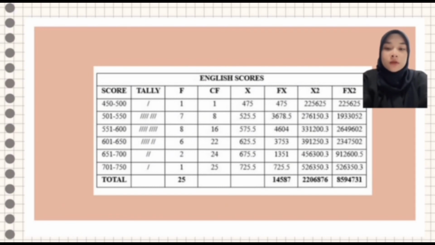And the cumulative frequency for the first score is absolutely 1, followed by 8 for the second score. The cumulative frequency for the third score is 16. And for the fourth score, the cumulative frequency is 22. Next is the fifth score. The cumulative frequency is 24, while the cumulative frequency for the last score is 25.